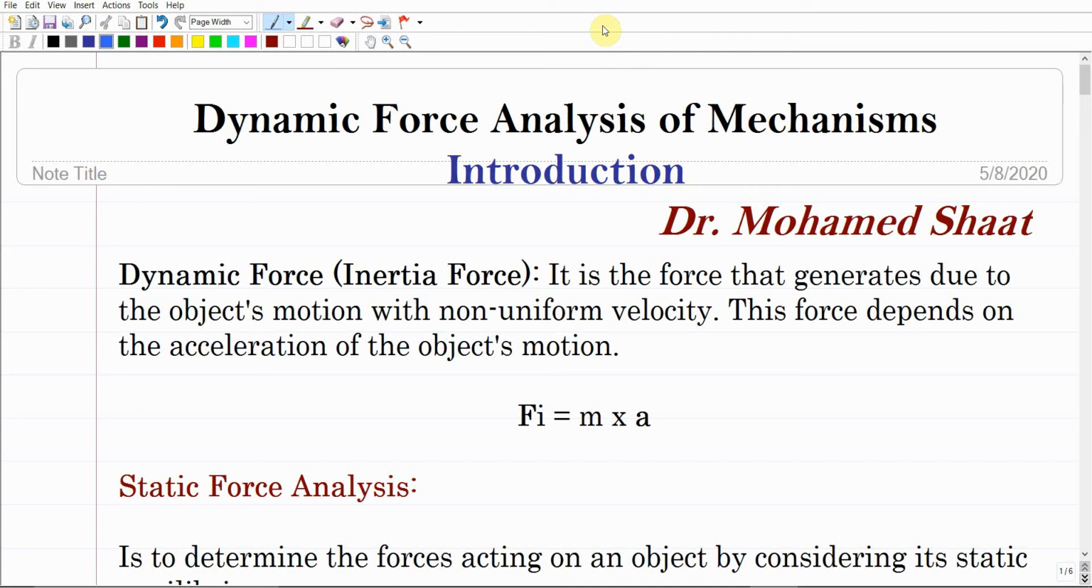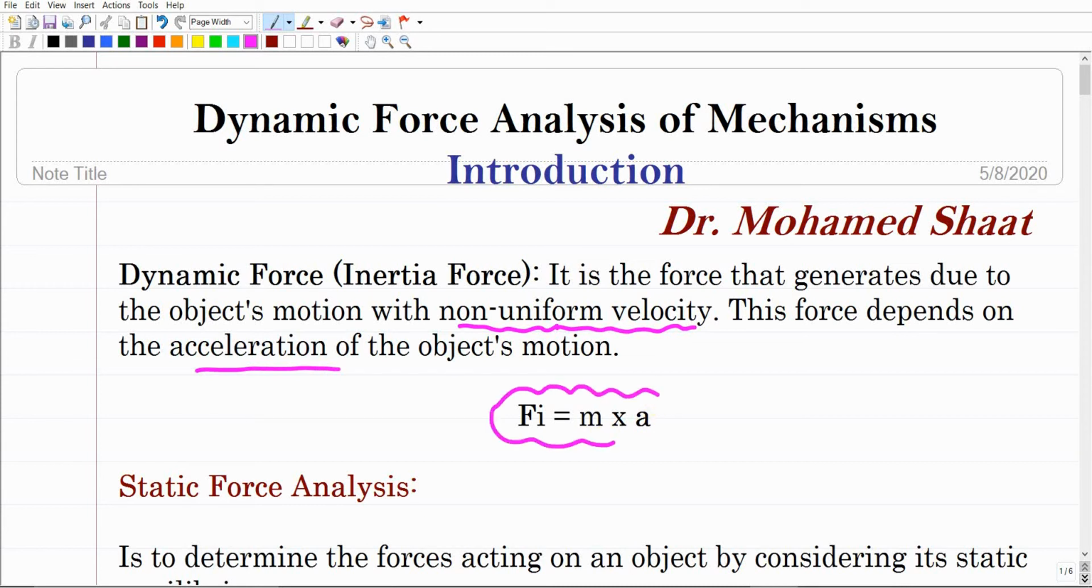So if you try to change the state of this object, we have to apply some forces according to Newton's law, as I mentioned, and this force should be equivalent to the inertia force. So the inertia force, or the dynamic force, is the force that is generated due to the object's motion with non-uniform velocity. The key condition here is that the object should be moving with non-uniform velocity. Non-uniform velocity means that we're gonna have an acceleration, because the definition of acceleration from physics is the rate of change of the velocity of an object. So this force depends definitely on the acceleration of the object. If the object has an acceleration, there should be an inertia force. If there is no acceleration in the motion of the object, there is no inertia force.